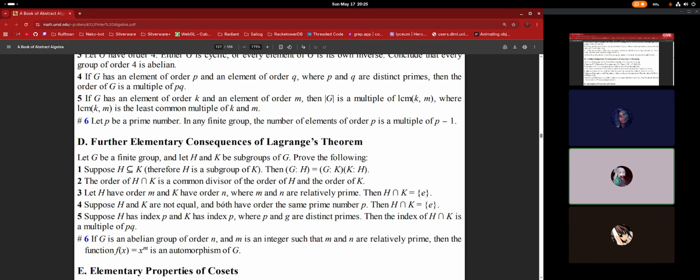That means that the order of the intersection directly follows from the theorem, because the intersection is a subgroup of H, so its order must divide the order of H, and it's also a subgroup of K. That is the way you explain it. It's because the intersection is a subgroup of both, and because of the theorem, its order must be a common divisor of both. Okay, I'm satisfied with that.